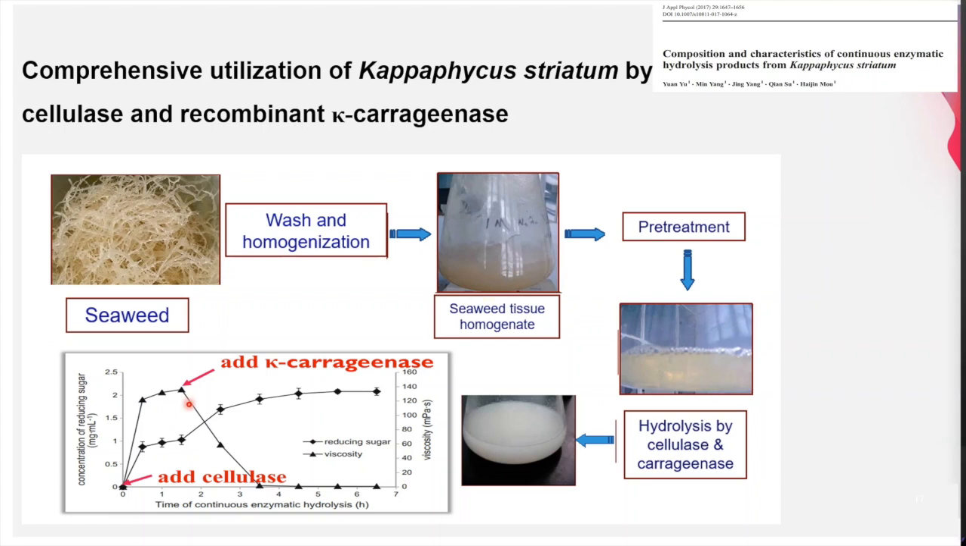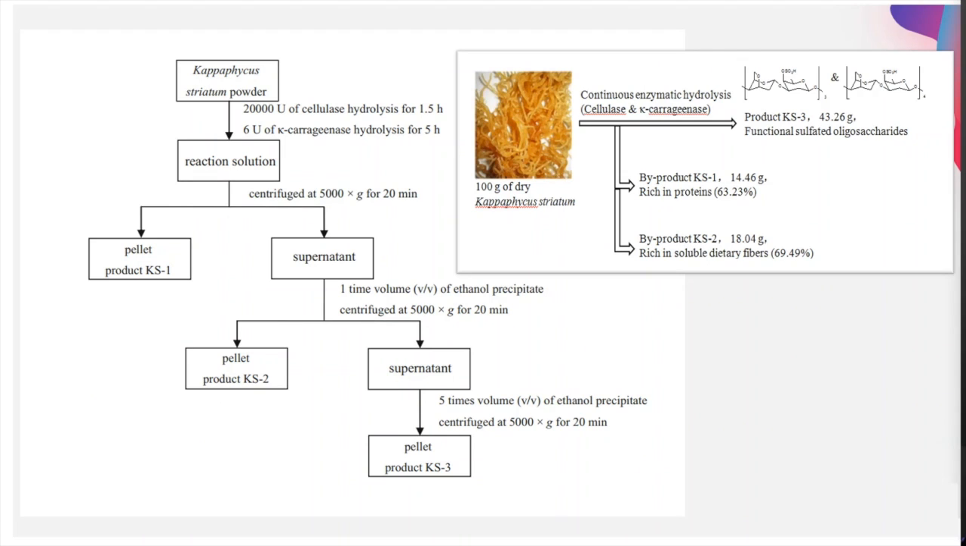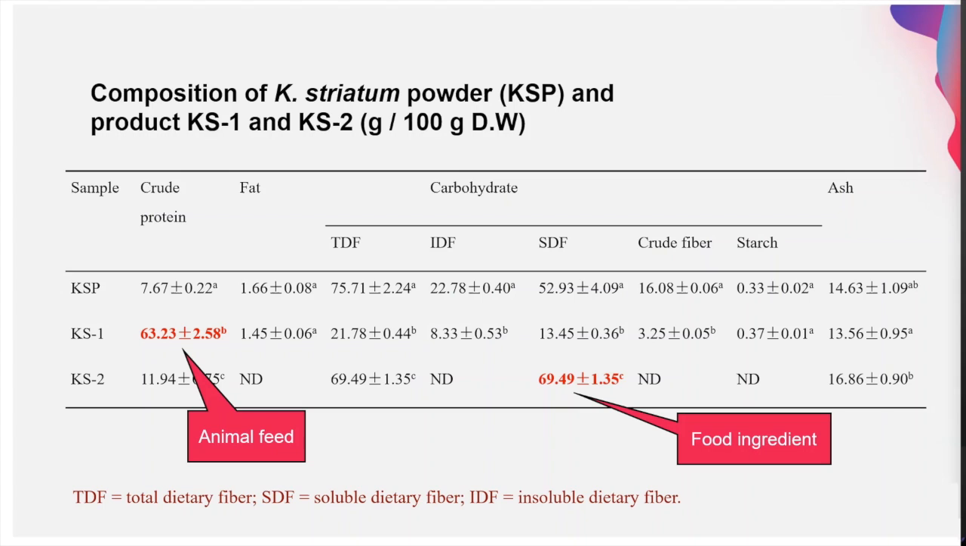After 2 hours of carrageenan release, we add the recombinant carrageenase at this point, and we can see the viscosity decrease and the reducing sugar increase. After the reaction, we use different methods to prepare different fractions. They are called KS1, KS2, and KS3. We check the composition of the powder before the enzymatic reaction, which is called KSP, and then compare KS1 and KS2 with it.